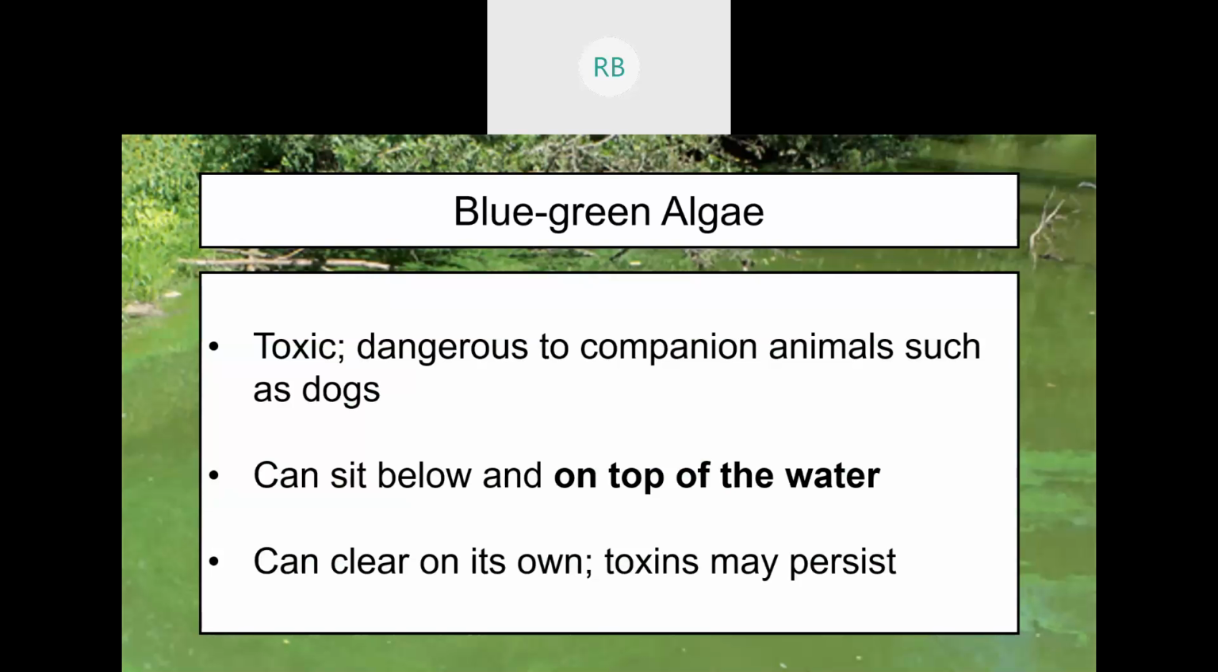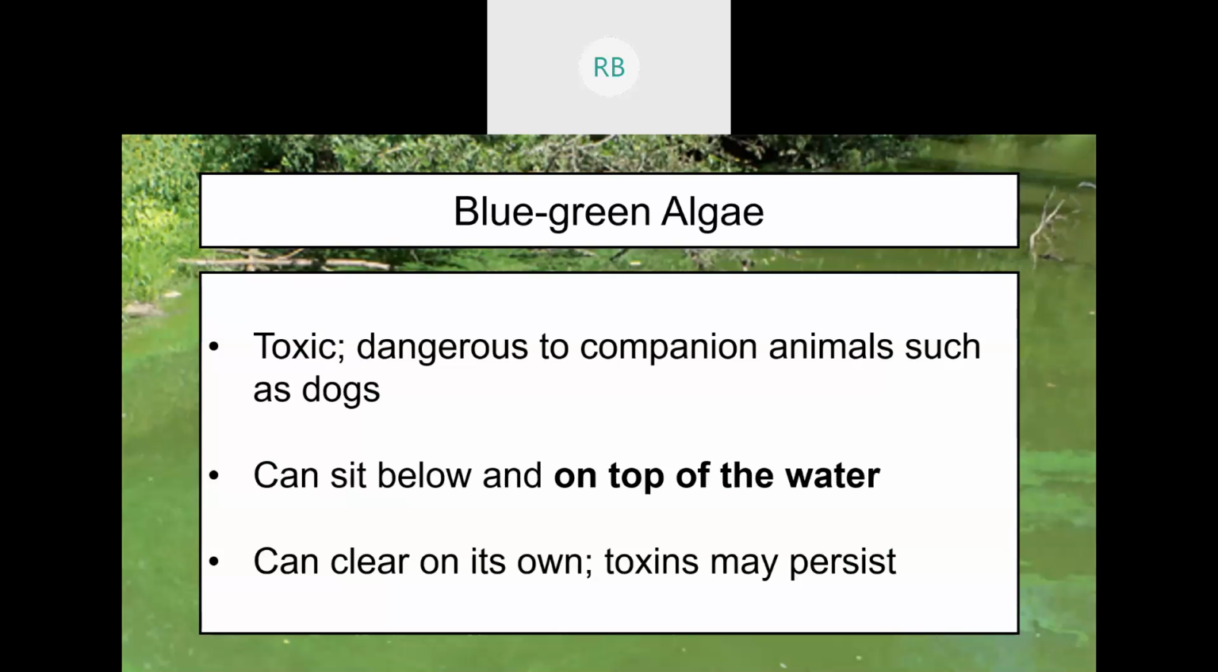Now, blue-green algae has a unique feature compared to other algal species. It can clear on its own. What'll happen is the algae will develop and take advantage of the nutrients in the pond, and eventually they'll overpopulate on their own and burn out the population. You'll see your pond clear. However, this does not mean it's safe.